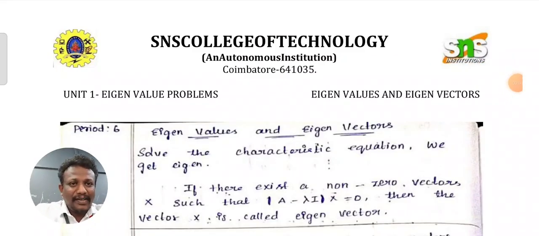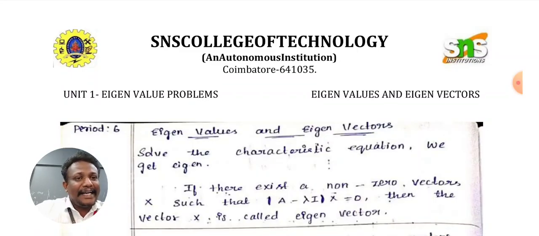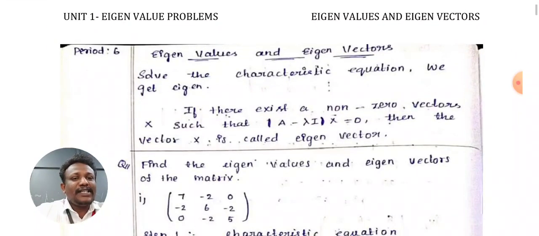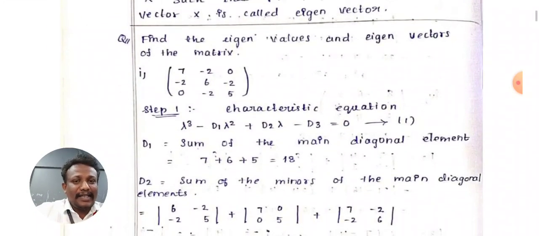Hello everyone. In our last video, we discussed what a characteristic equation is, the properties of eigenvalues, and what eigenvalues and eigenvectors mean, and we solved a few problems in the previous topics. Now I am going to solve problems on eigenvalues and eigenvectors. First I will read the problem, then I will explain how to solve it.